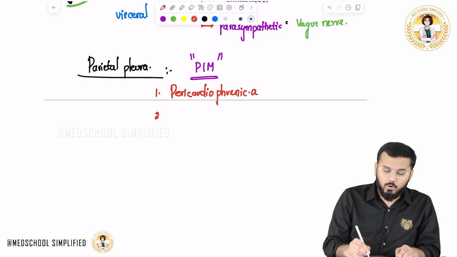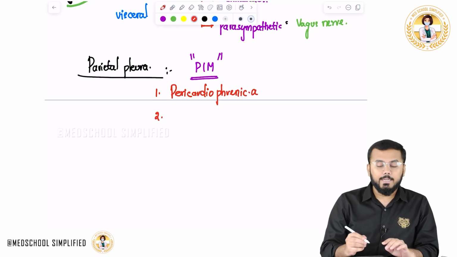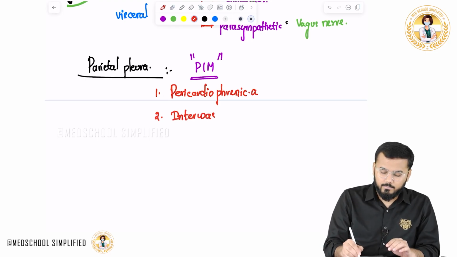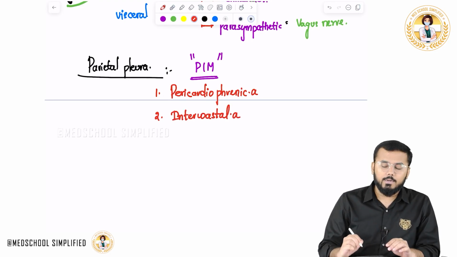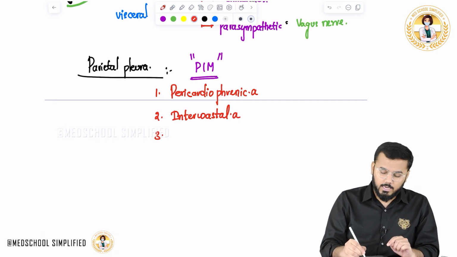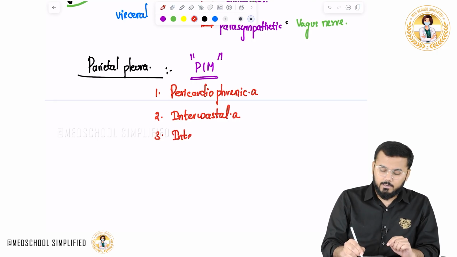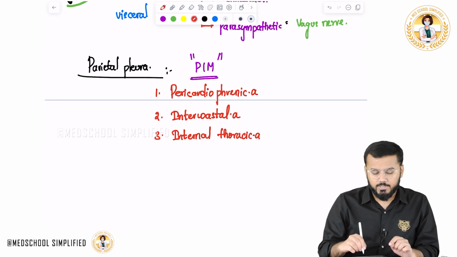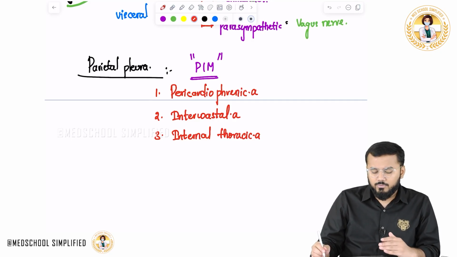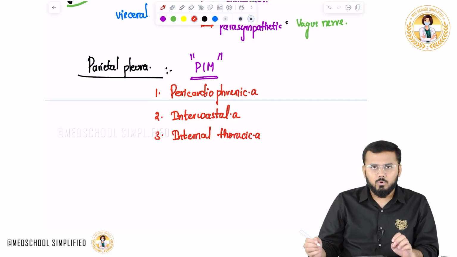Pericardiophrenic artery. What does I stand for here? I stands for intercostal artery, and I also stands for internal thoracic artery. I don't want to draw the picture especially for this blood supply and complicate things here. If you remember just these three words, that would be more than enough for this.